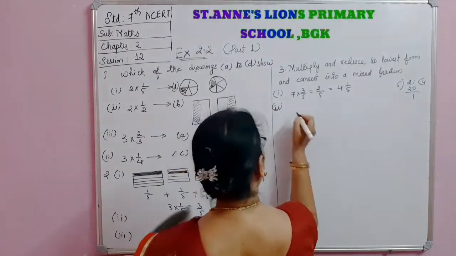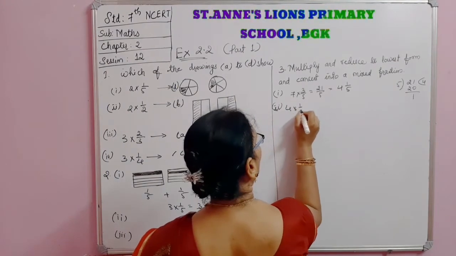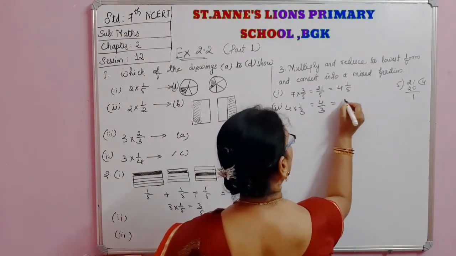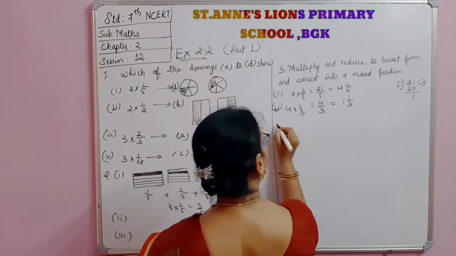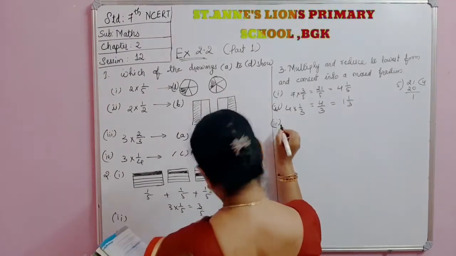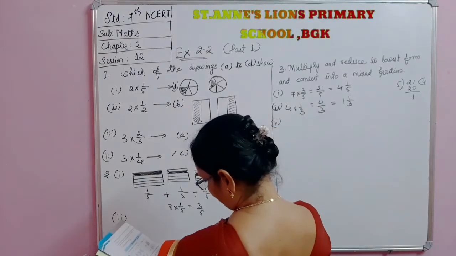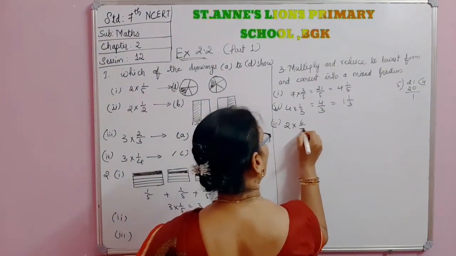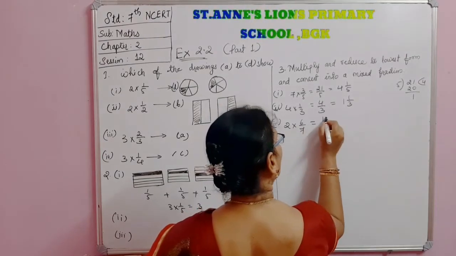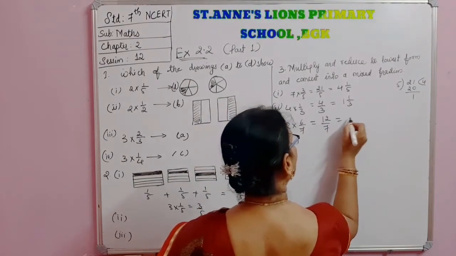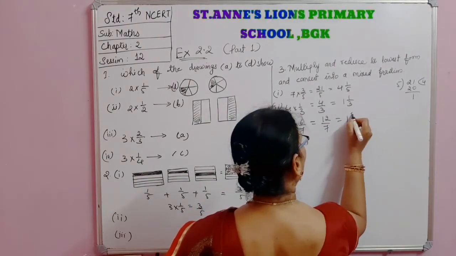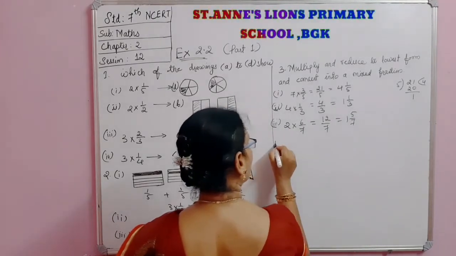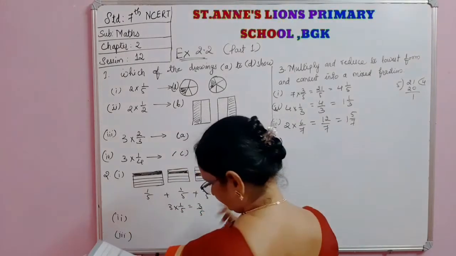Then second one, 4 into 1 by 3. This is 4 by 3. The answer is 1 integer 1 by 3. Then the third one is 2 into 6 by 7. 2 6s are 12 by 7. 7 ones are 7. 1 integer 5 by 7. You divide and get these answers if you don't know.